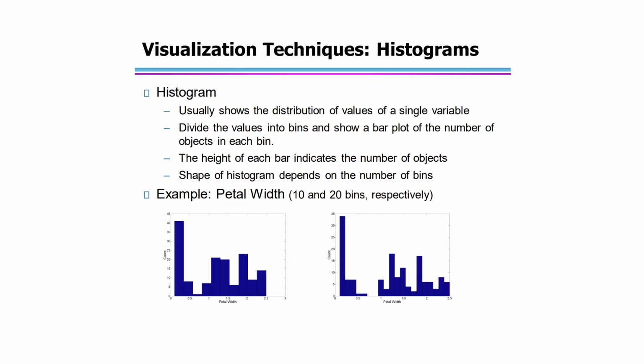Here's something important though. If you look at the histogram that's on the screen right now, the left one is 10 bins and the right one is 20 bins. Even though the data is exactly the same, the amount of bins you choose can change how the data appears and how it looks. So you have to experiment and find the right one.